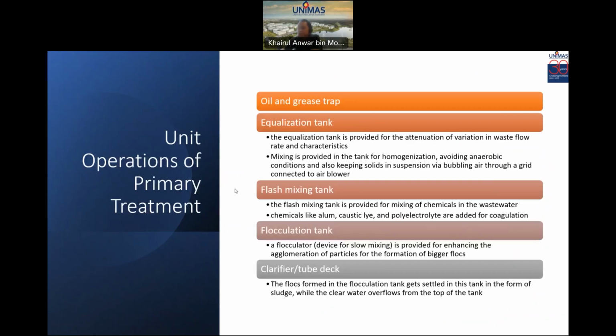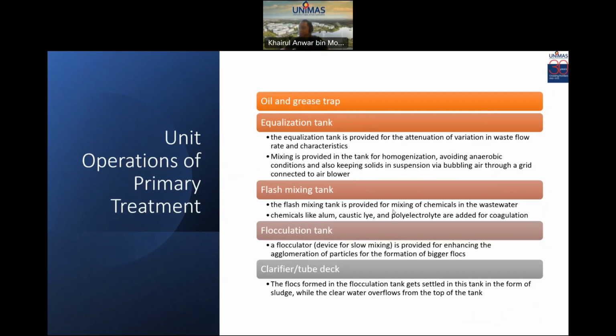Unit operations of primary treatment: oil and grease trap, equalization tank. The equalization tank is provided for the attenuation of variation in waste flow rate and characteristics. Mixing is provided in the tank for homogenization, avoiding anaerobic conditions and also keeping solids in suspension via bubbling air through a grid connected to an air blower.